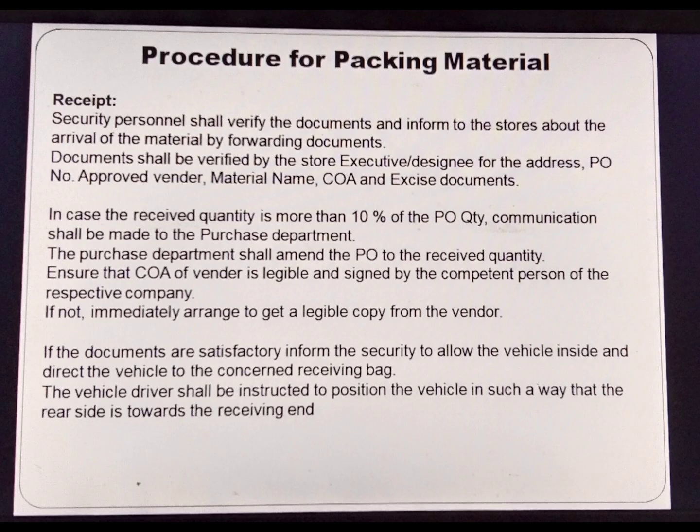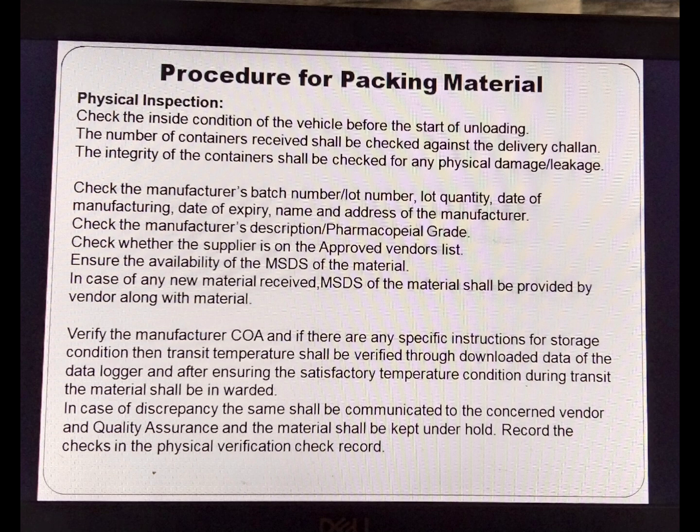Physical verification. Check the inside condition of the vehicle before the start of unloading. The number of containers received shall be checked against the delivery challan. The integrity of the container shall be checked for any physical damage or leakage. Check the manufacturer batch number, lot quantity, date of manufacturing, date of expiry, name and address of the manufacturer. Check the manufacturer description, pharmacopoeia code.